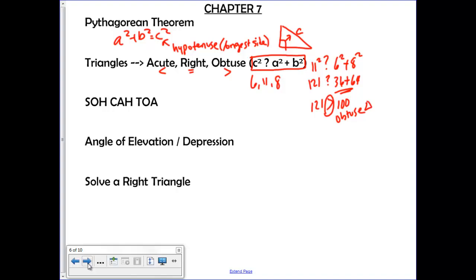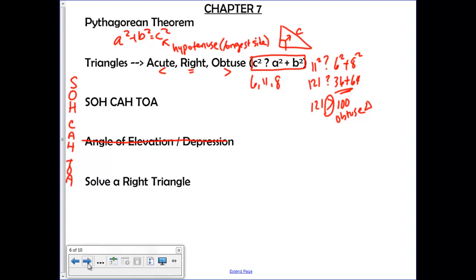SOHCAHTOA. Some of you would prefer to see it written this way just because it makes it easier to know what's over what. Sine is opposite over hypotenuse. C is cosine, which is adjacent over hypotenuse. And T is tangent, opposite over adjacent.